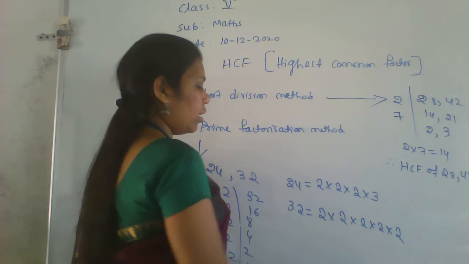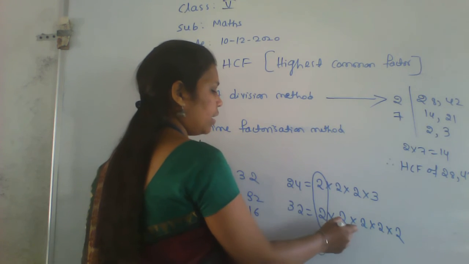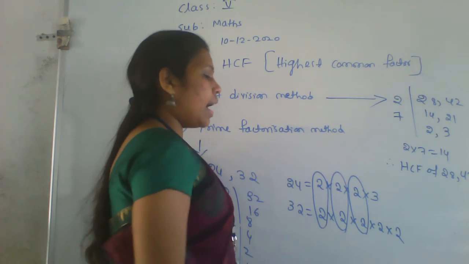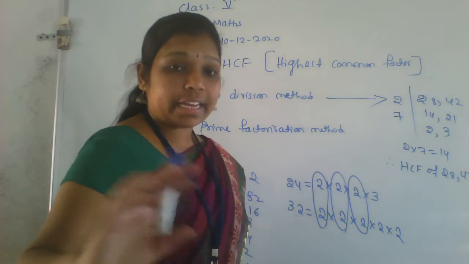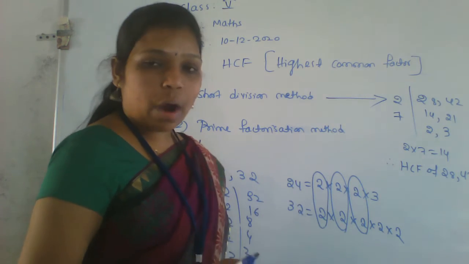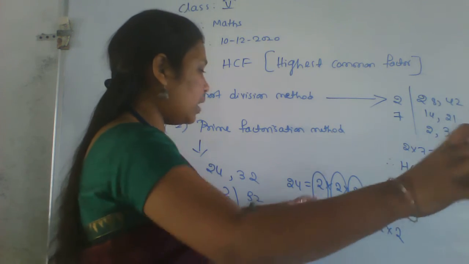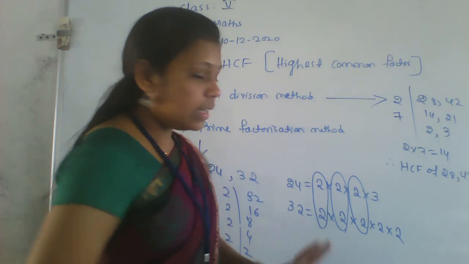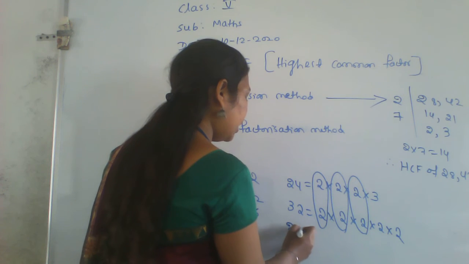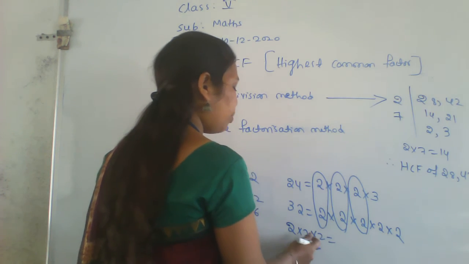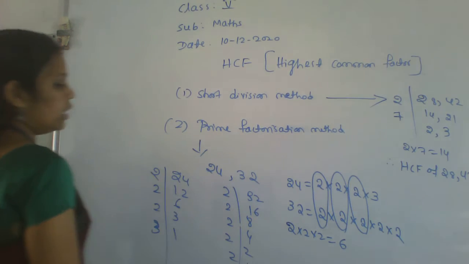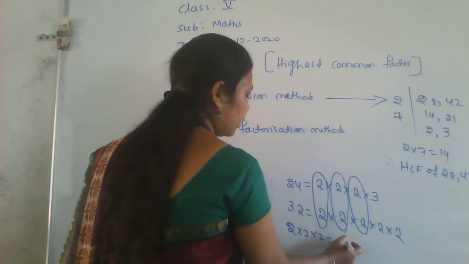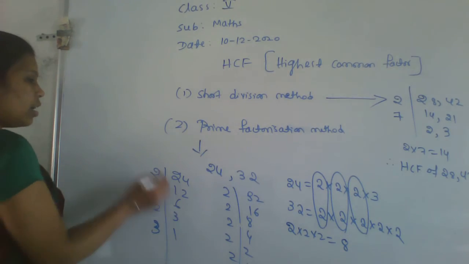So common factors you have to take. How many times is 2 common? 1 time, 2 times, 3 times common is there. Again we have 2 into 2 in 32, but don't take that one. Only the common things we have to take here. Only 3 times it is common. That's why take 2 into 2 into 2, that is 8. 8 is the common factor.